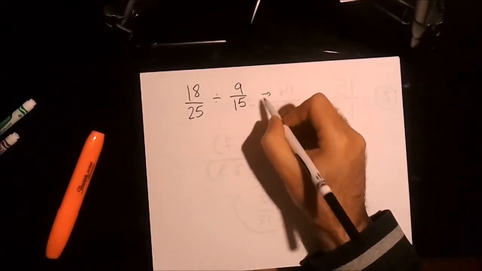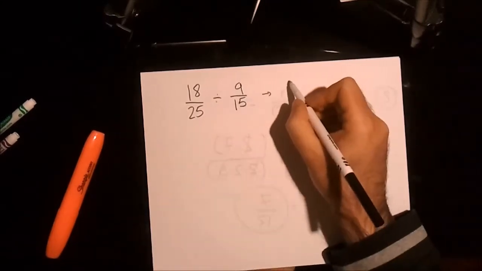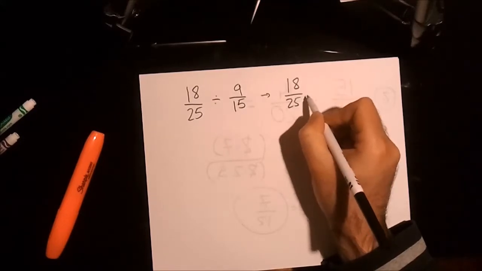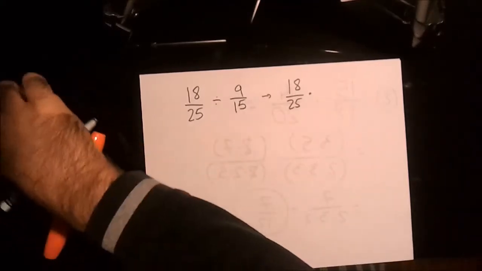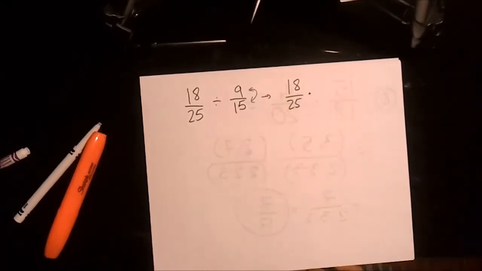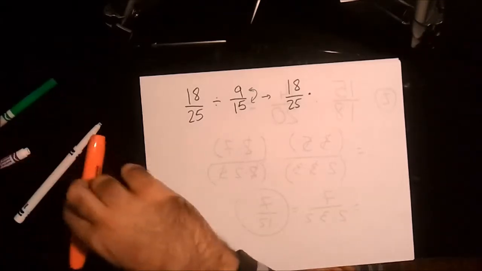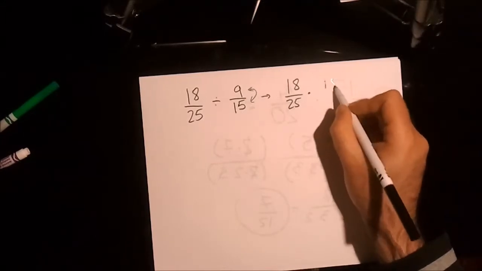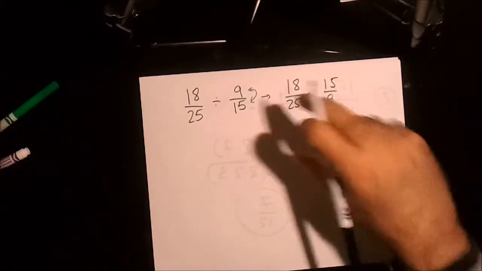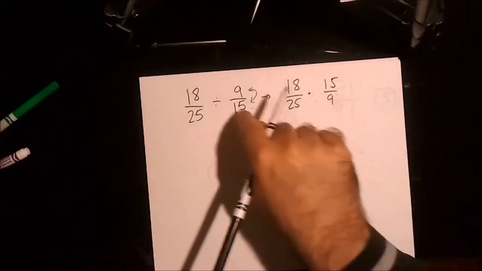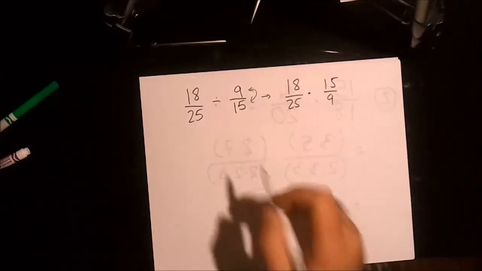The first thing I want to do is convert the division into multiplication because we don't have good rules for division. The way I do that is I literally flip the divisor, or the second number, only the second number, not the first, not the dividend, and I get 15 over 9. See, flipped. Or you can also multiply it by the reciprocal, because this is the reciprocal of this. Then I break it down.